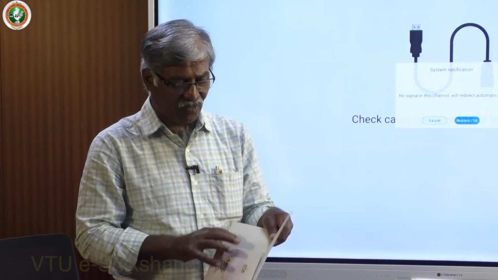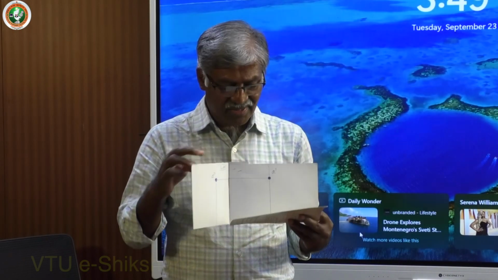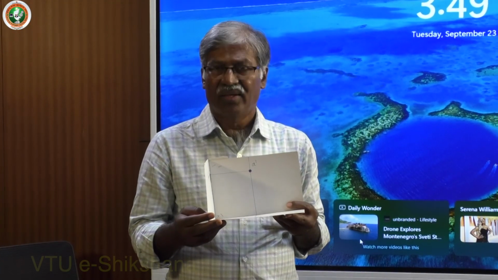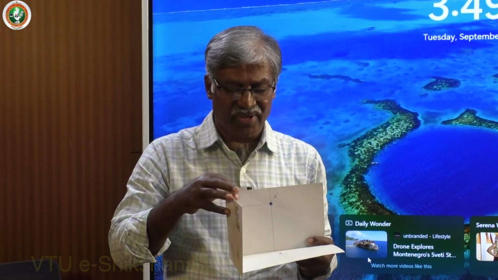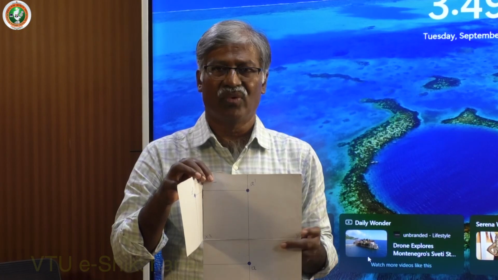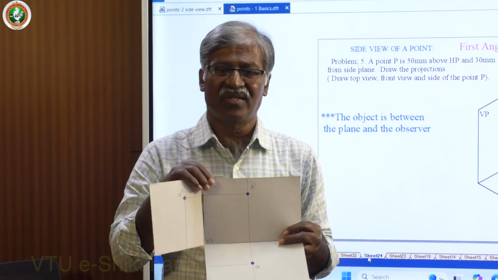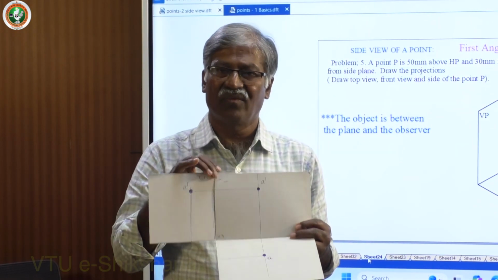In the same way, we can draw the right view on the left profile plane. Assume that one more point A is 50 mm above HP, 30 mm in front of VP and 50 mm from LPP. So the distance from this point to this point is 50 mm. Again, this is the top view, this is the front view and this one is the side view. How to fix the distance of the LPP or RPP from the vertical projector, we will discuss in future.